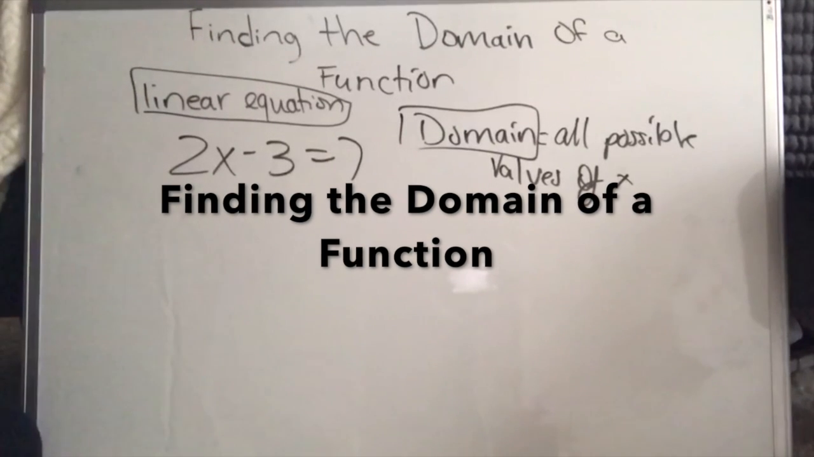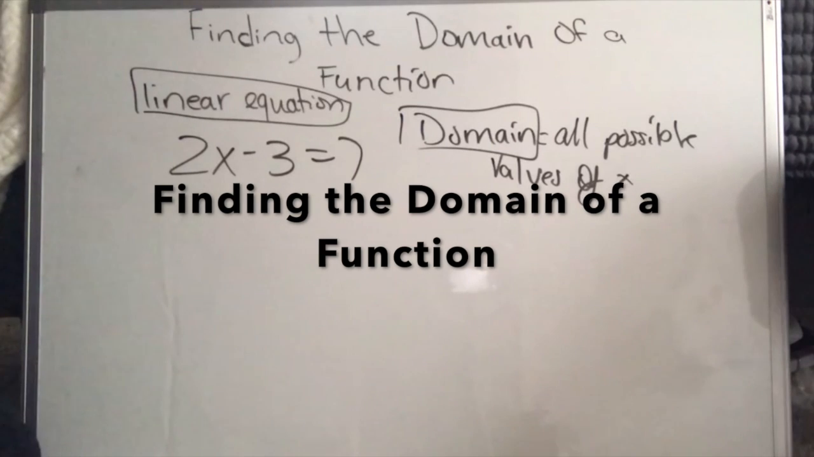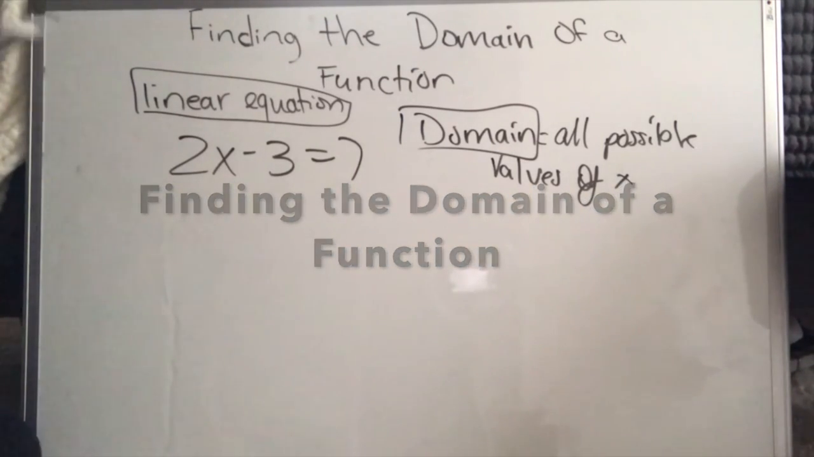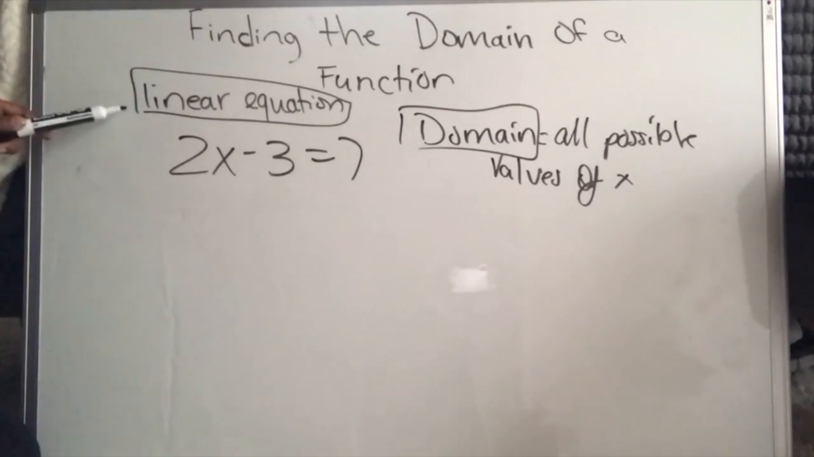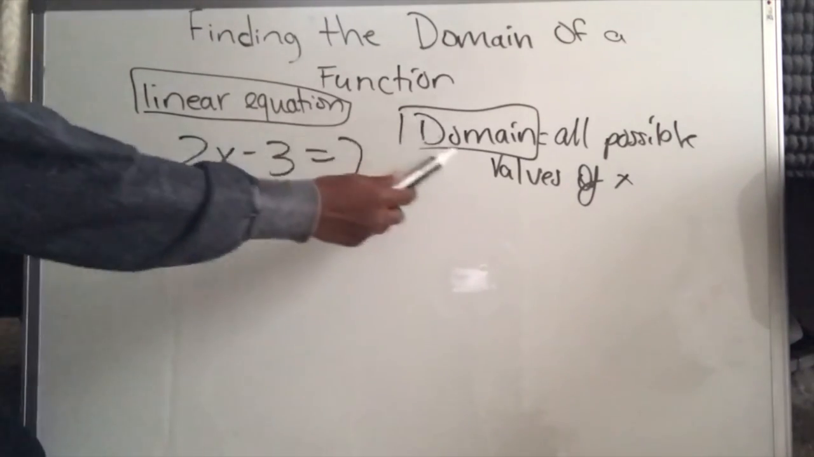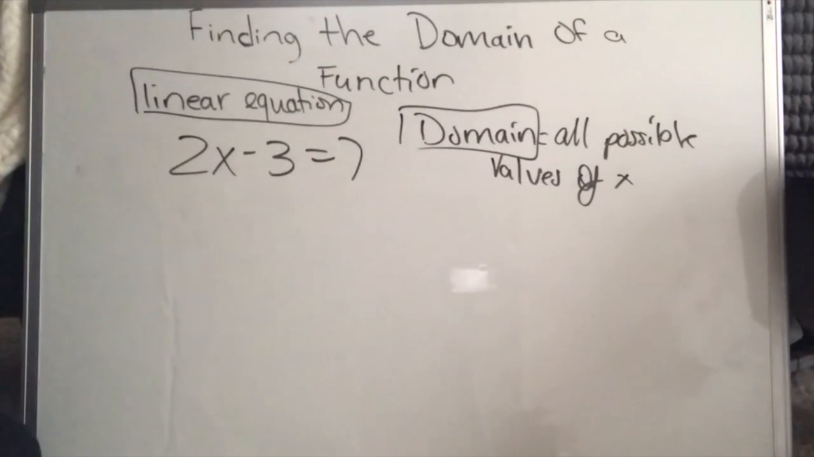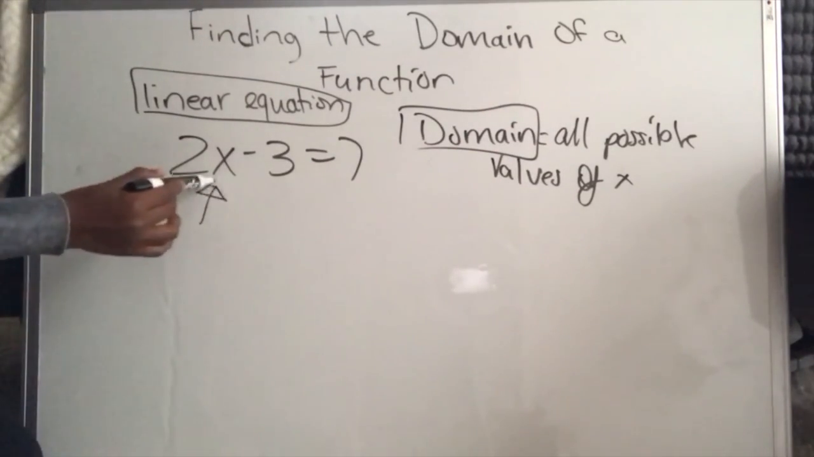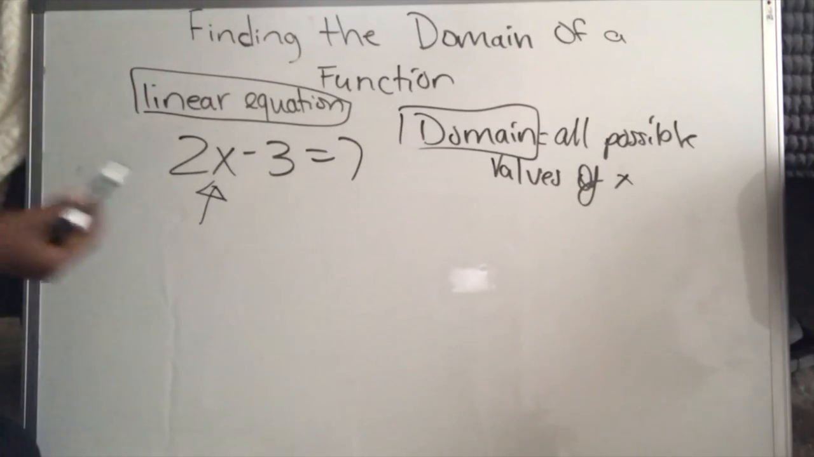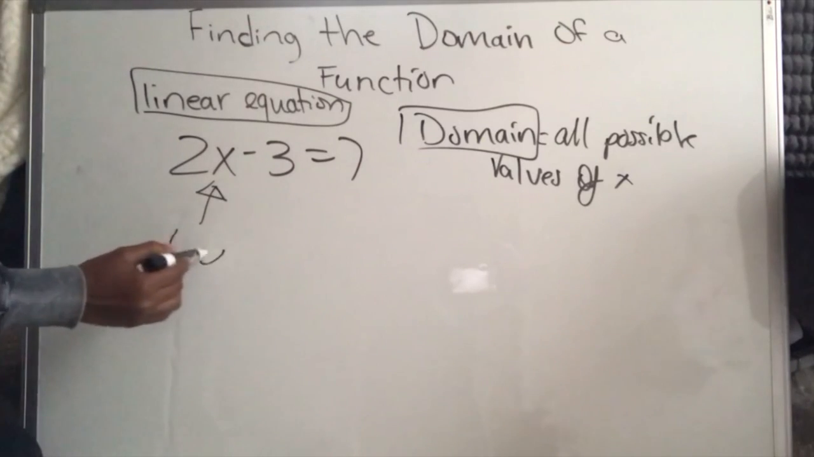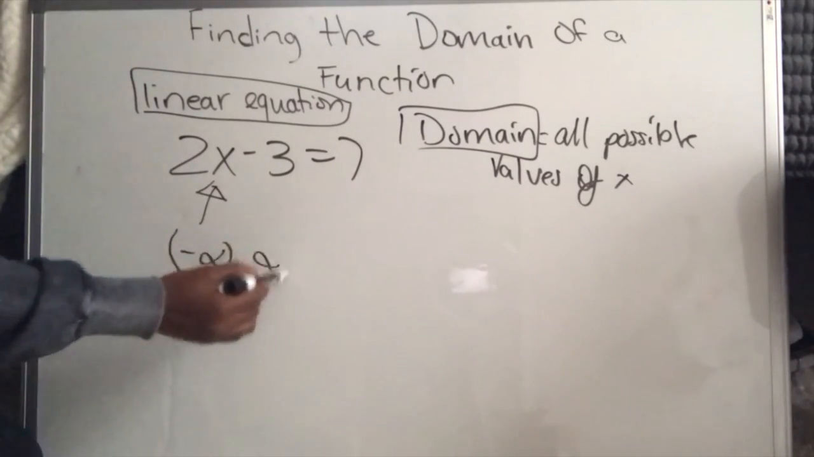Okay, so today we're going to be discussing finding the domain of a function. The first type of function we're going to be talking about is a linear equation. The domain is all possible values of x. The linear equation is the easiest because all possible values of x when you have a linear equation is all real numbers, which will be annotated as negative infinity to infinity.